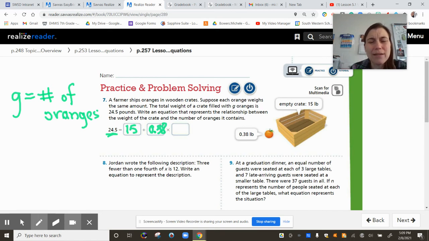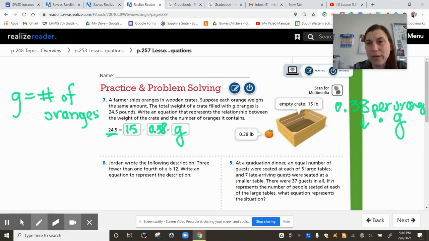So how did this work? Well, that's because that's the weight per orange. So the 0.38 pounds is pounds per orange, and that's a unit rate. So when we have a unit rate in our word problem, that's a clue that we're multiplying. Whenever you have something that's a unit rate, like pounds per orange, then we're going to take this amount here and multiply it times the oranges. So that means we're going to multiply the pounds per one orange times the number of oranges.